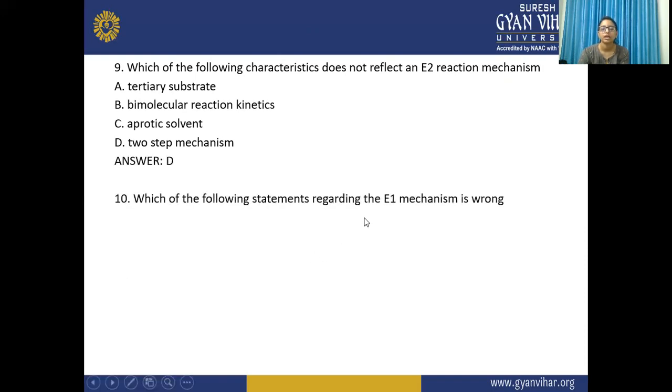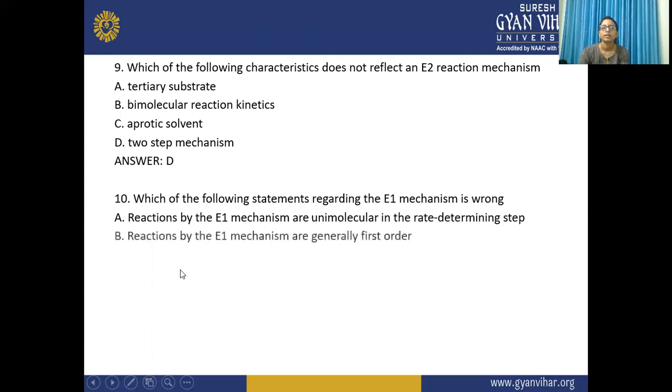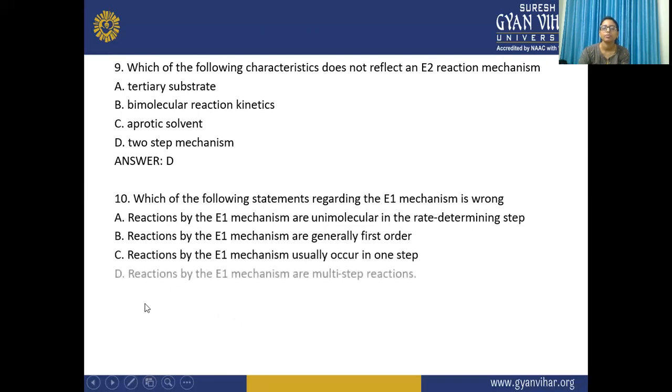Which of the following statements regarding the E1 mechanism is wrong? Reactions by the E1 mechanism are unimolecular in the rate determining step, and reactions by the E1 mechanism are generally first order. Reactions by the E1 mechanism usually occur in one step. Reactions by the E1 mechanism have a multi-step reaction. So answer is C.